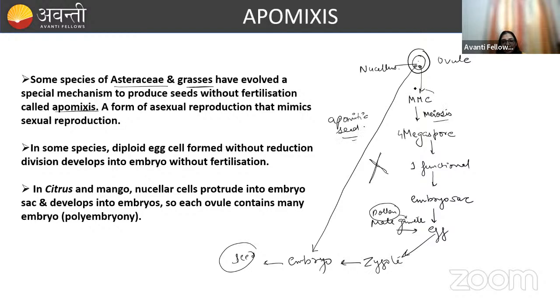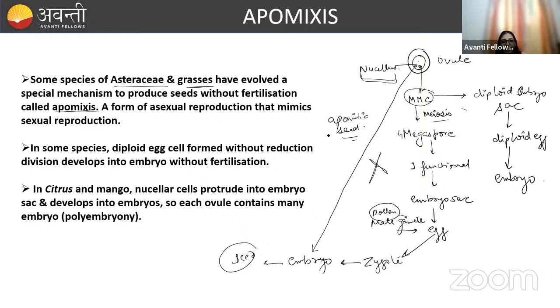Similarly, in some species, the megaspore mother cell directly forms the diploid embryo sac. And this diploid embryo sac will have a diploid egg. And this diploid egg will directly form the embryo. In this case also, there's no reduction division, there's no fertilization. So here the seed formed is also the apomictic seed. Okay?